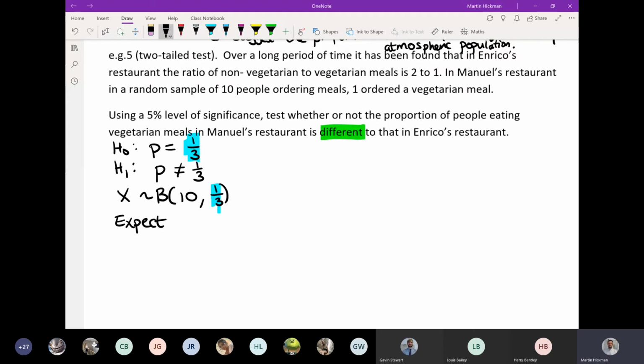So how many would we expect if this is true? How many would we expect to order a vegetarian meal in Manuel's restaurant? So leave that answer in the chat. Okay, Sydney says 3. Yeah, okay, so 3 is good. So we do 10 times a third, we get 3.33. Because we've got discrete data, we'd expect 3. So it's good to put that 3.33 there, because then we know, are we testing the lower tail or the upper tail? And we know that 1 is in that lower tail.